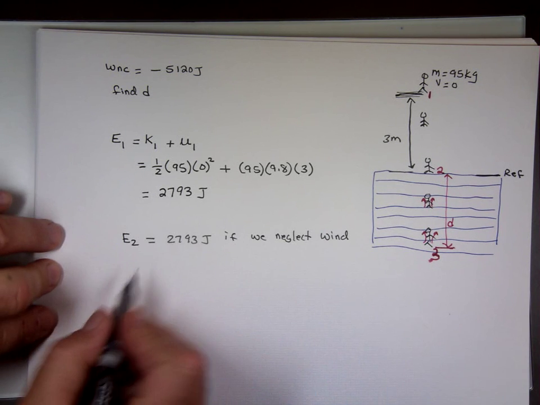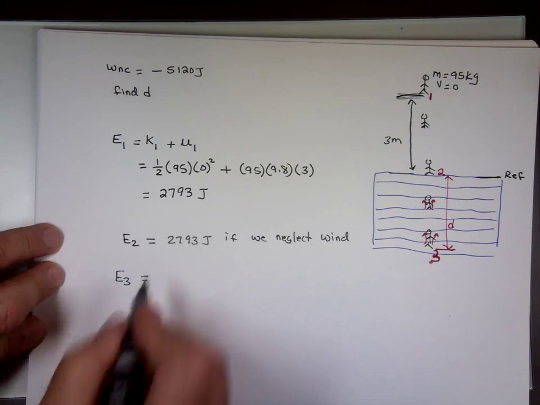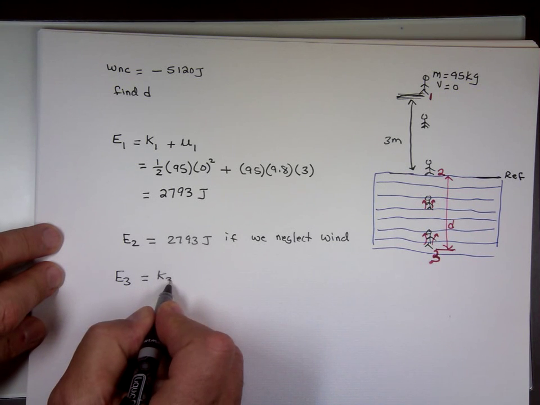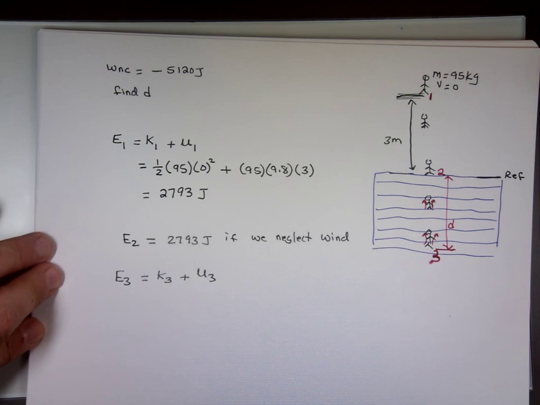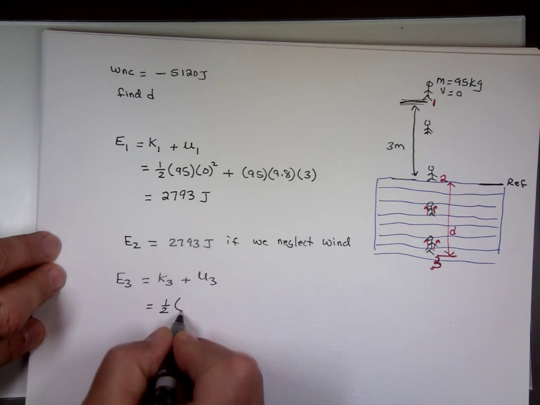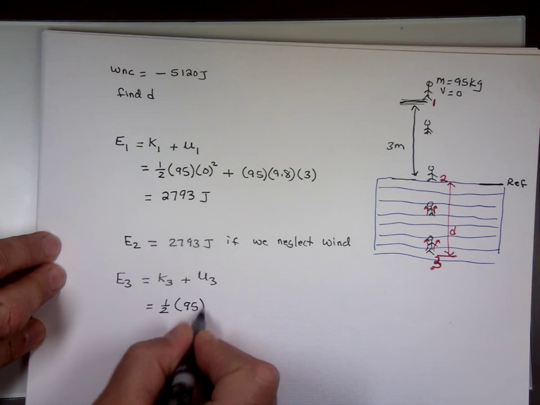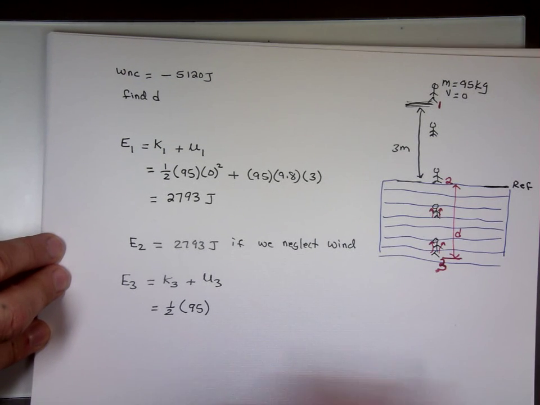What do we have at spot 3? Let's look at the kinetic energy at 3 plus the potential energy at 3. The kinetic energy is 1/2 the mass of the person, which is 95, and the person's not moving. We're looking for the distance. That person stopped going down, so your velocity is 0 here.